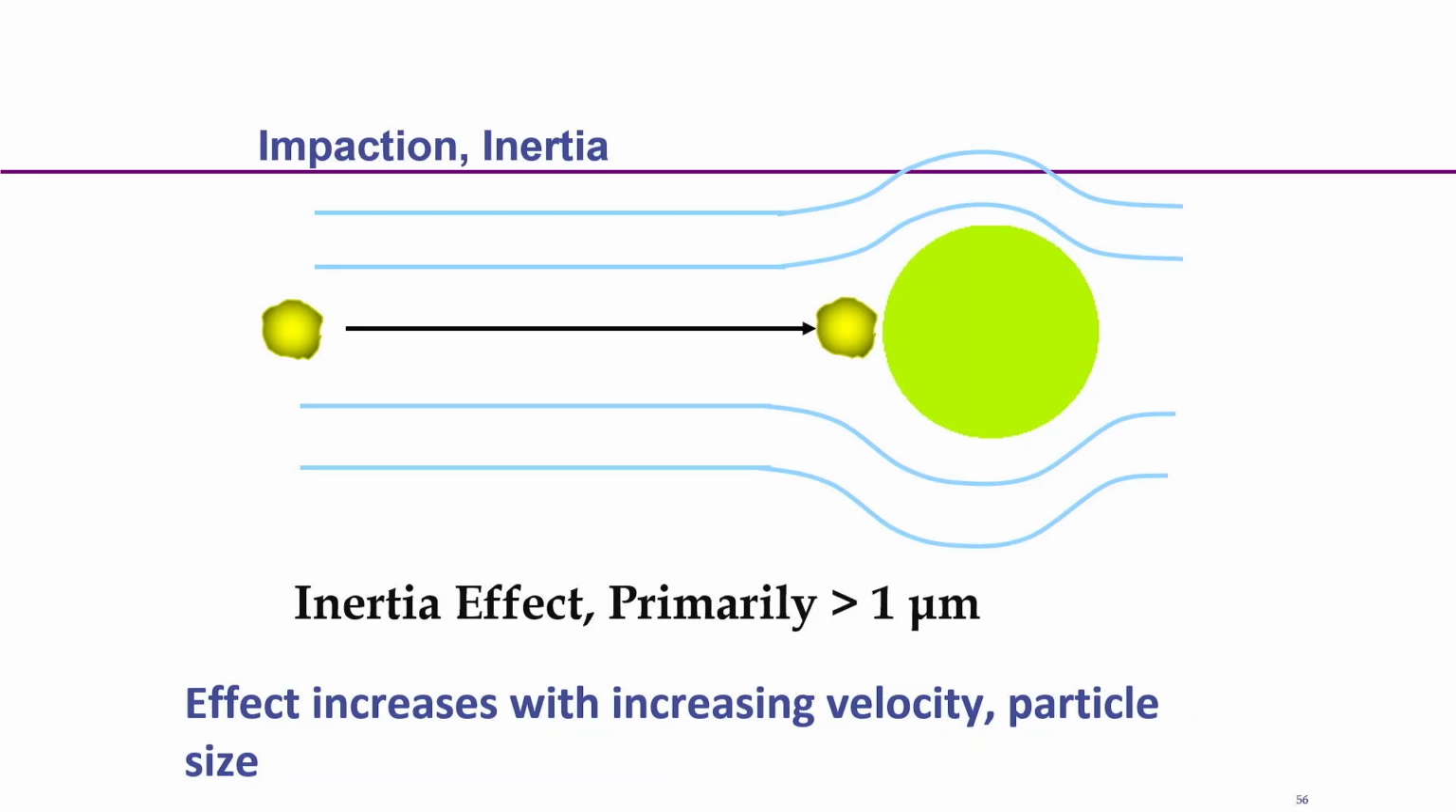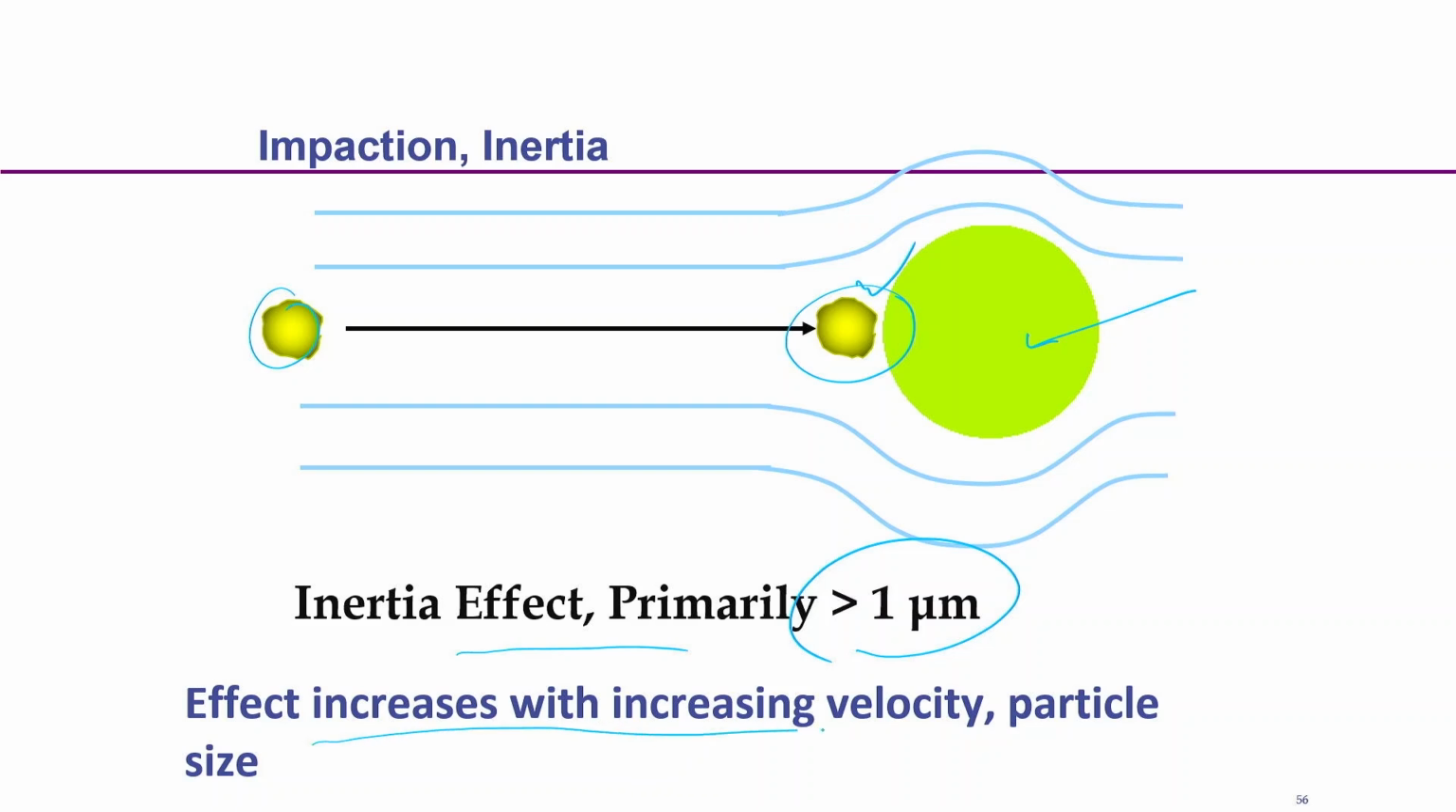Next is inertial impaction. So, this particle impacted the fiber surface, this is fiber surface, and it loses its energy and it gets settled within the structure. So, here mainly larger particle size, more than 1 micron, so that we get the inertia.